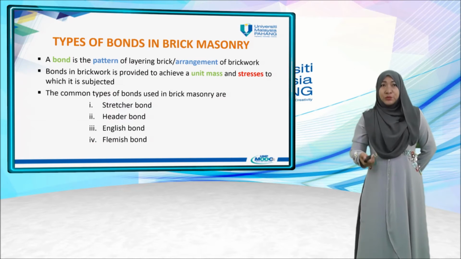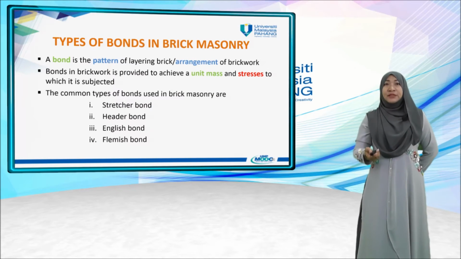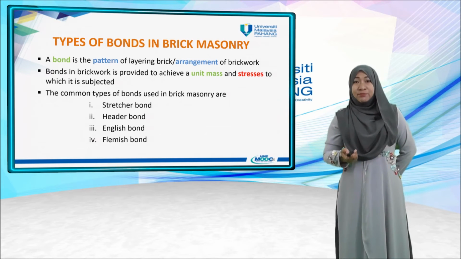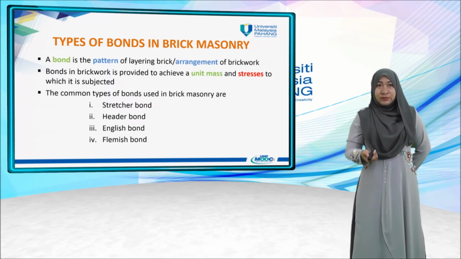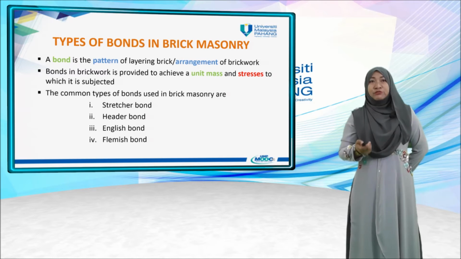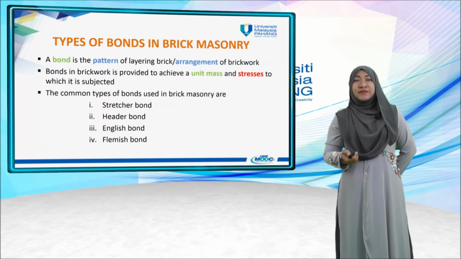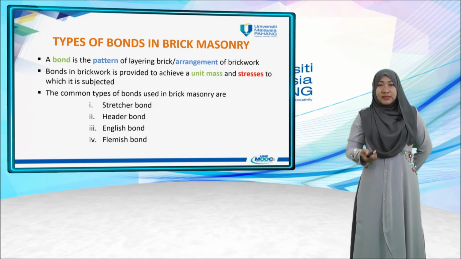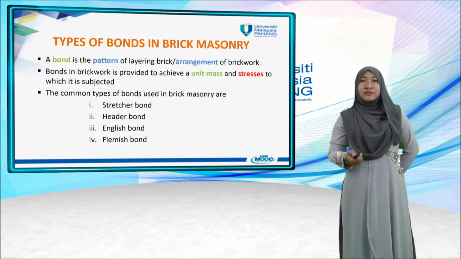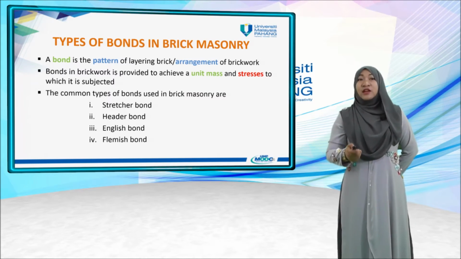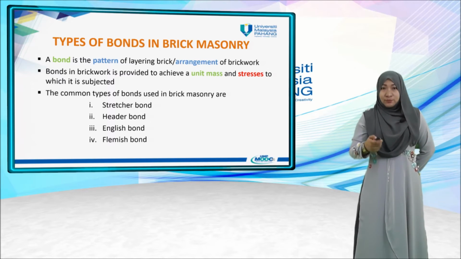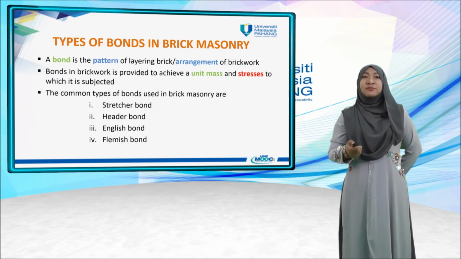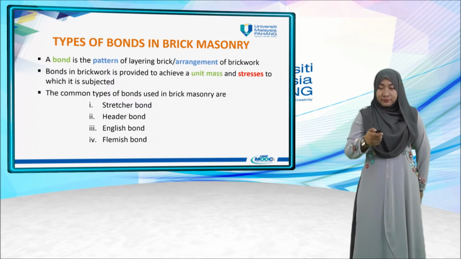Now we move to the types of bond in brick masonry. A bond is the pattern of layering brick or the arrangement of brickwork. Bond in brickwork is provided to achieve a unit mass and to resist the stresses to which it is subjected. So there are four common types of bond used in brick masonry. Number one, stretcher bond. Number two, header bond. Number three, English bond. And number four is Flemish bond.